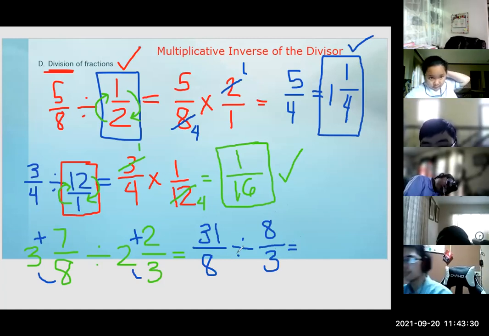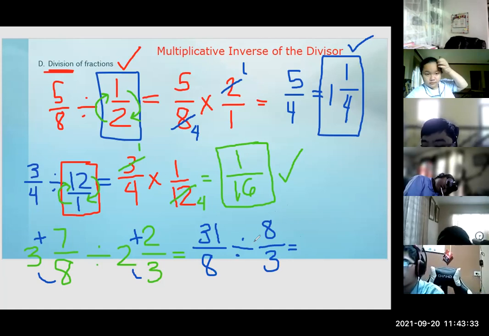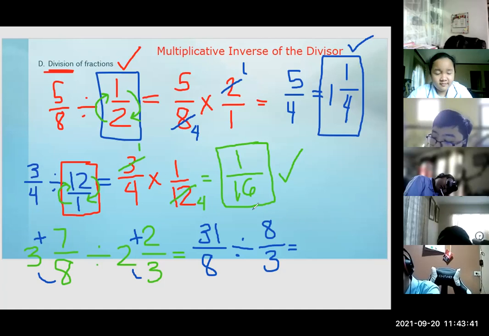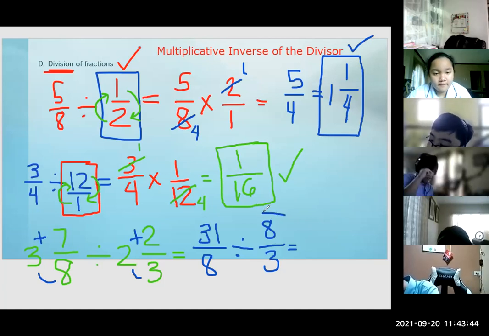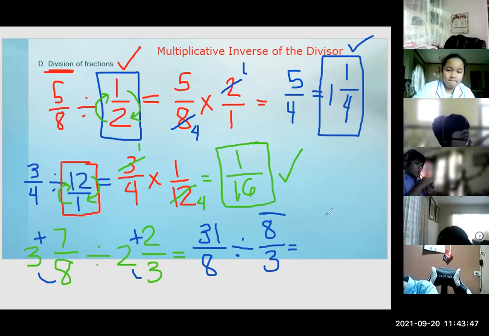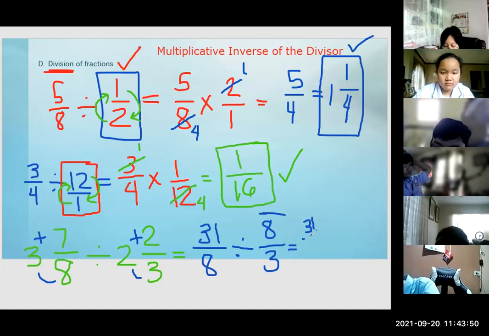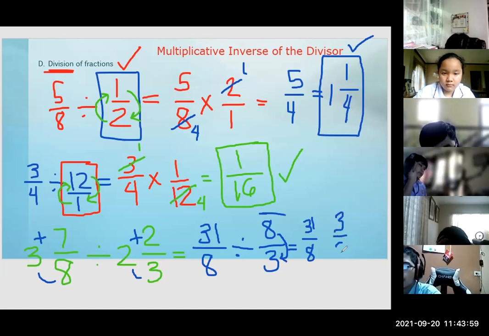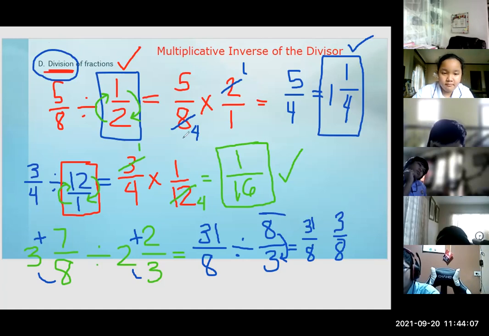Okay, we are still in division operation. We need to convert it to multiplication, but we need to invert first. We need to invert the fraction. So copy 31 over 8. Invert. 8 over 3 becomes 3 over 8. In division only, we invert the divisor, the second fraction. Then proceed to multiplication.